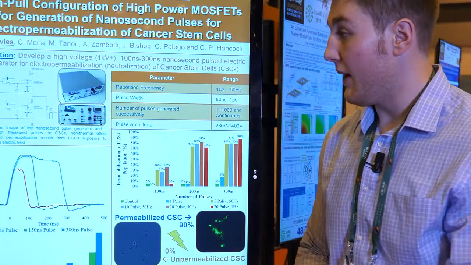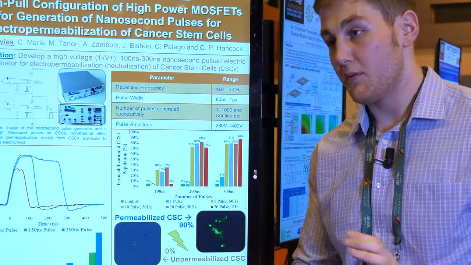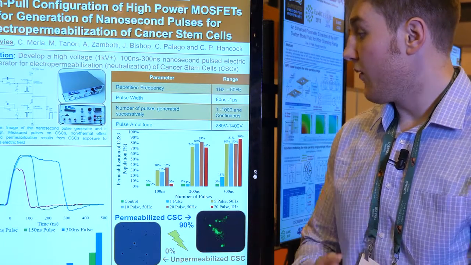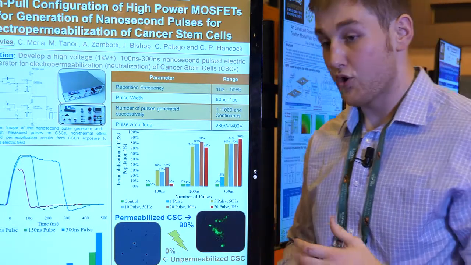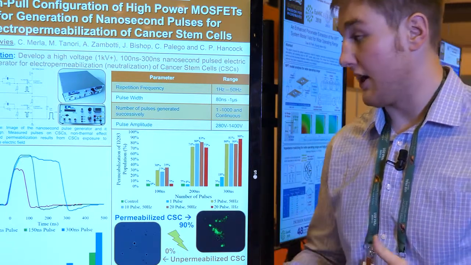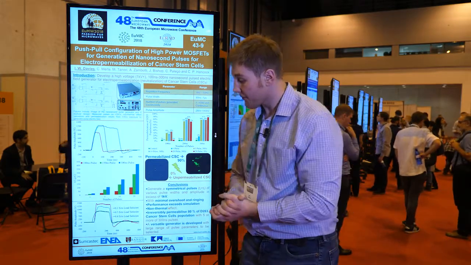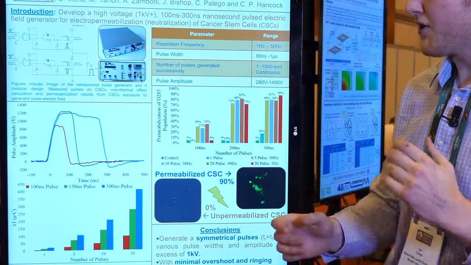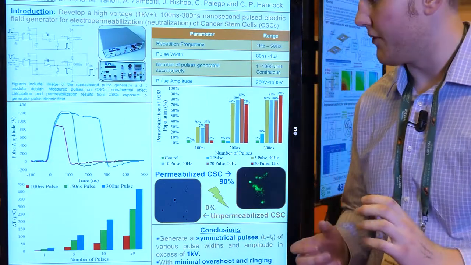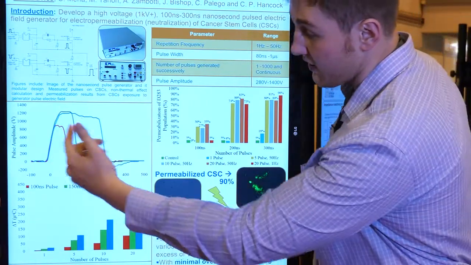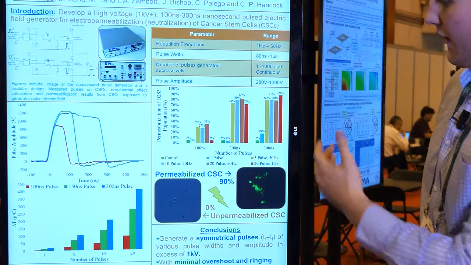So what we've done was we've made this generator which can do all this, so generate one to a continuous amount of pulses, with different pulse amplitudes from 280 volts to 1.4 kilovolts, and pulse widths varying from 80 nanoseconds to 1 microsecond. But here we are concentrating on 100 to 300 nanosecond pulses. So what we did, we monitored these pulses live on cancer stem cells within a 50 ohm solution. So we apply the pulses, and the pulses we see generated across are the pulses we see here, and hence we get a result.